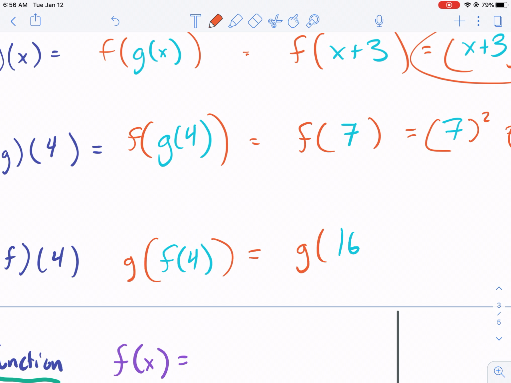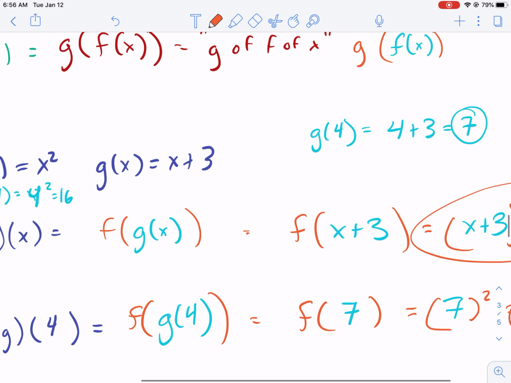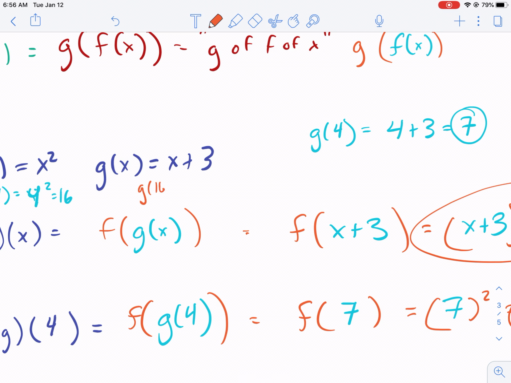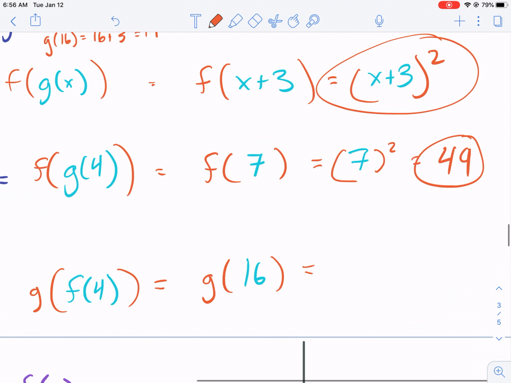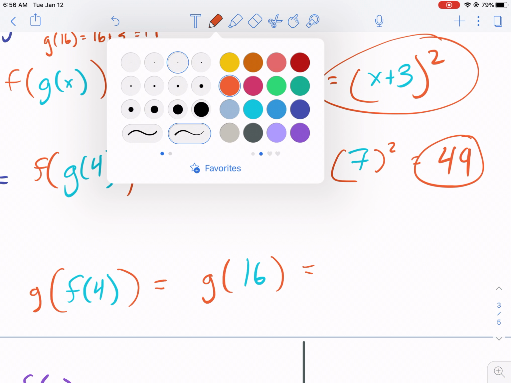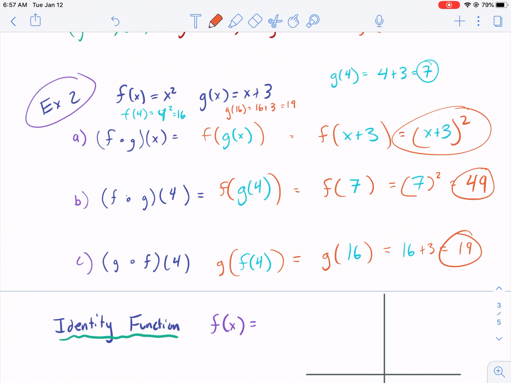This time it's g. So g of 16. Well, now we have to plug in 16 in for g. So g of 16 is equal to 16 plus 3. That's equal to 19. So let me, I don't know why I did it up there, but we have 16, oops, let me write 16 in a different color. So we write 16 plus 3, and that equals 19. And that's going to be our value of g of f of 4, okay, composition of function.